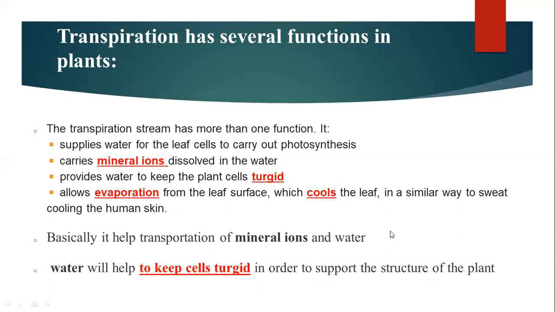We will remember four points only: it helps to supply water to the leaf for photosynthesis, it helps to supply minerals along with that water, and it helps to keep the cells turgid. We explained that because of increased water potential outside the cell, water moves inside the cell, and the cell wall keeps this water inside, helping the turgid pressure inside the cell to be high, and this gives strength to the plant to stand up in the environment.